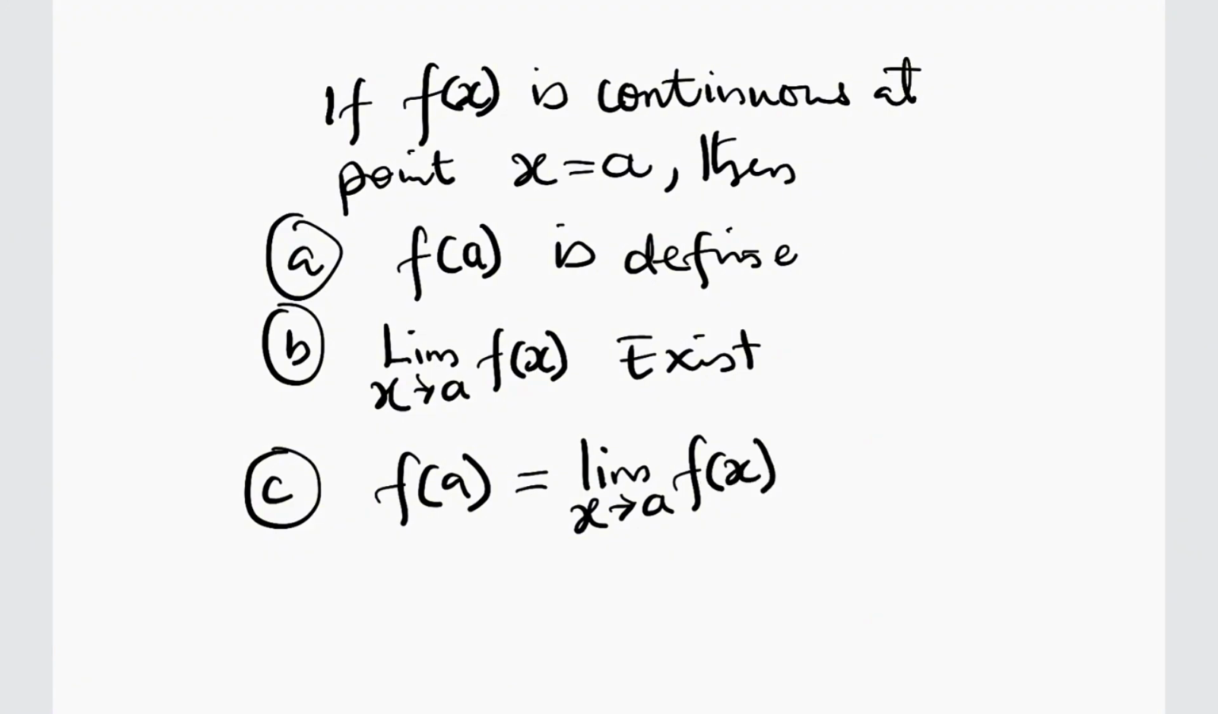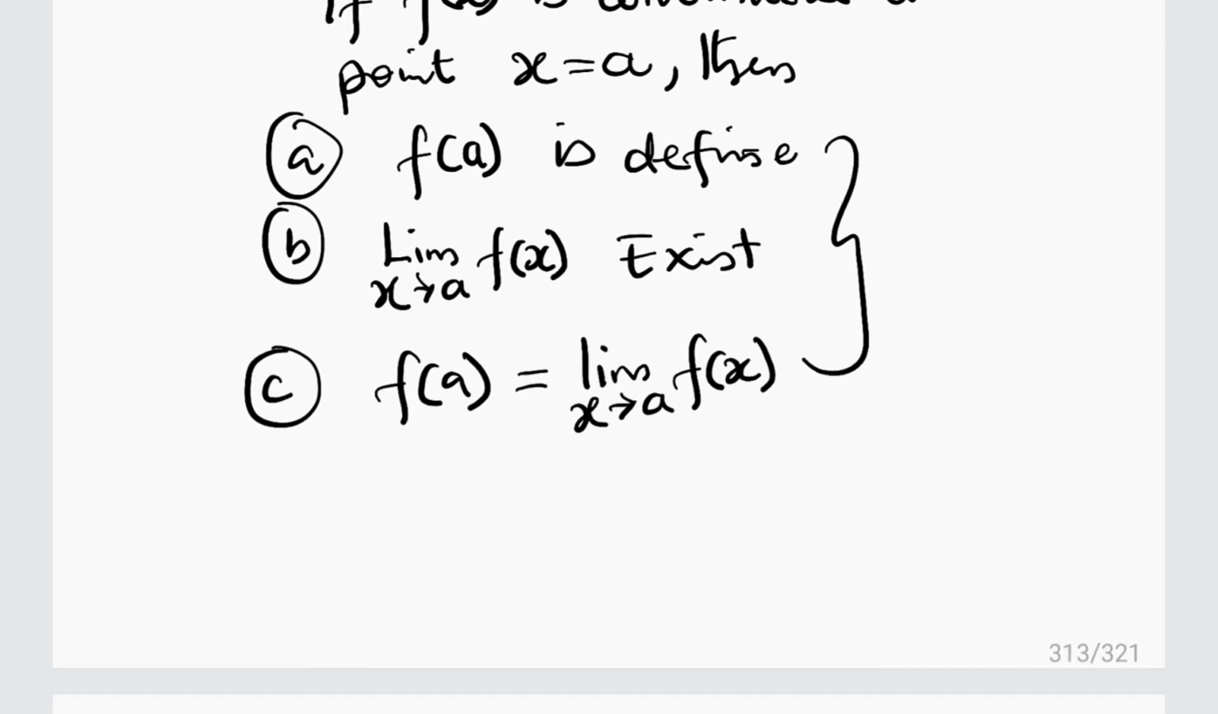So for you to determine whether a function is continuous or not at a given point, you have to carry out these three tests. And once it fails one of these three, then it's not continuous at that point. You should know this. Before we even go back to the main problems, let me explain to you graphically.